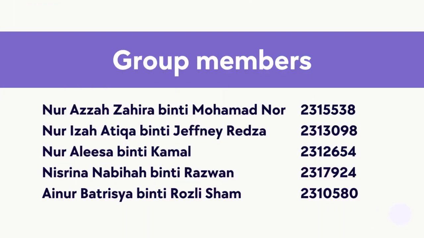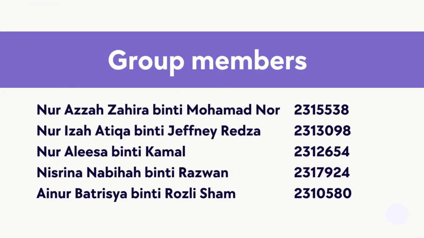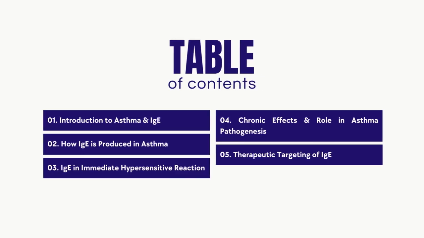This is our group members. And this is our table of contents, which we will talk about: introduction to asthma and IgE, how IgE is produced in asthma, IgE in immediate hypersensitivity reaction, chronic effects and role in asthma pathogenesis, and therapeutic targeting of IgE.